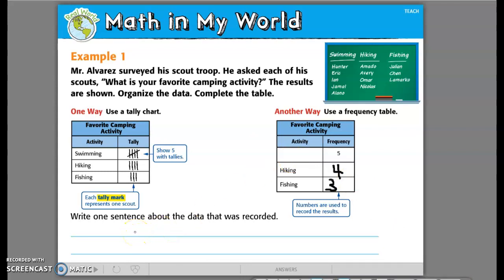Now we're going to write one sentence about the data that was recorded. So something we could say about the data is that most scouts chose, that's right, swimming. You could also say the least amount of scouts chose fishing. But I'm going to choose most scouts chose swimming. Thank you for being patient while I try to write this with my mouse.